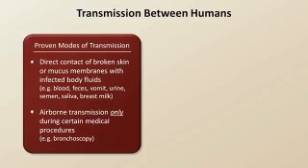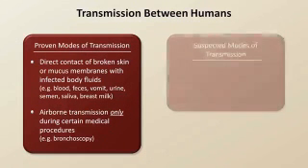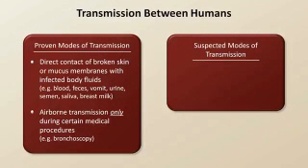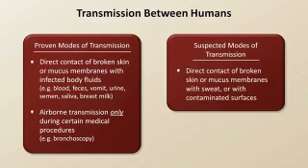In addition to proven modes of transmission, there are also suspected modes of transmission. This includes direct contact of broken skin or mucous membranes with sweat or with contaminated surfaces. For example, a person with Ebola is sweating profusely from a high fever and grabs a door handle. Several minutes later, another person grabs that door handle and before washing his or her hands, rubs the nose or eyes. This has not been proven to happen, but infectious disease experts believe it's possible.